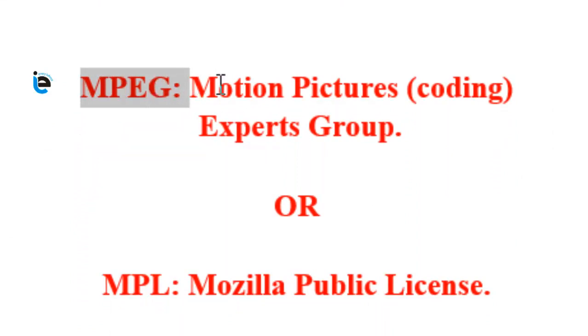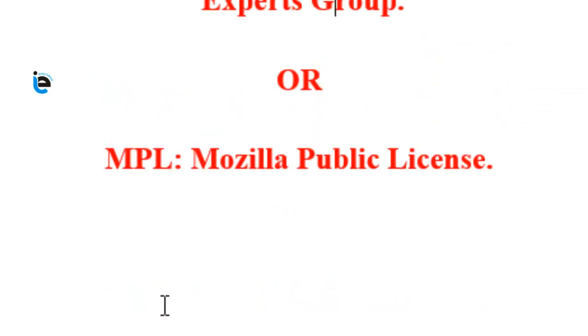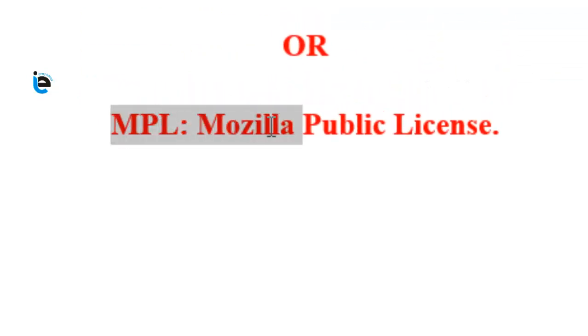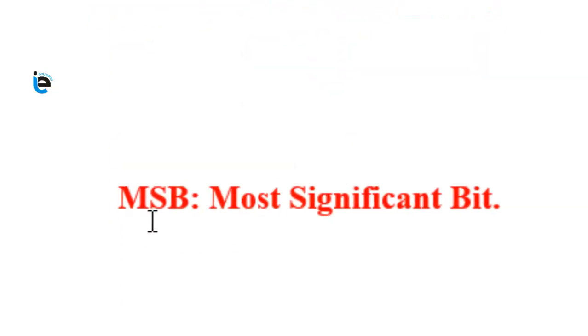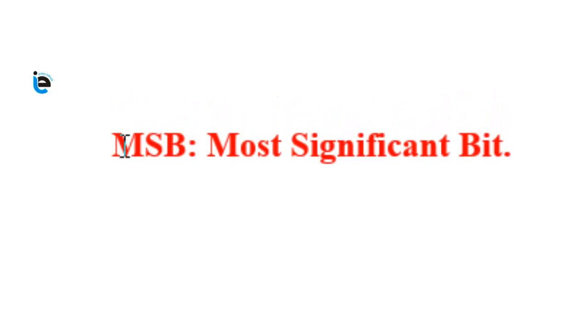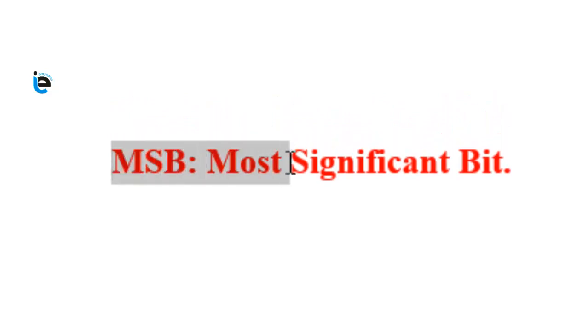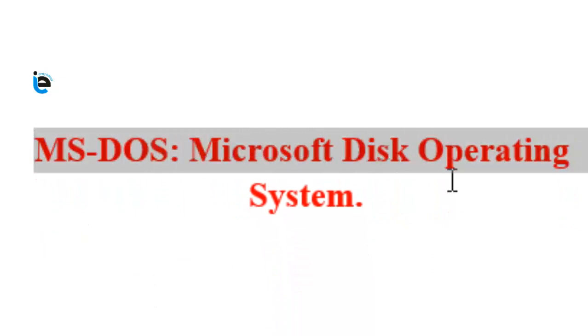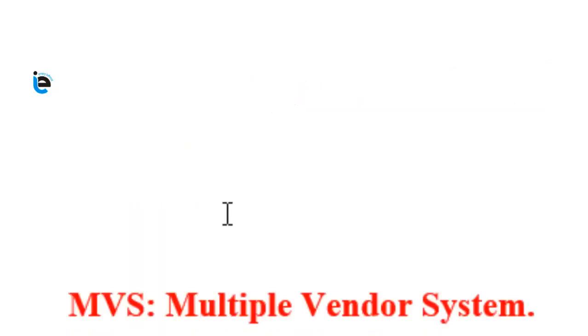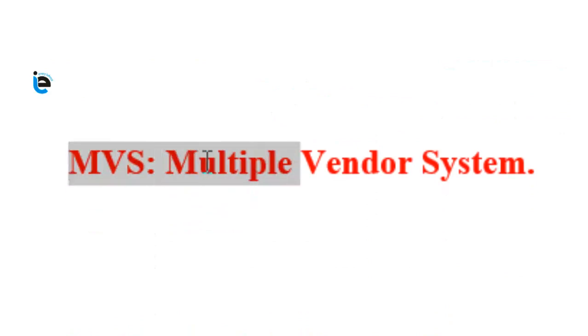MPEG stands for Motion Pictures Experts Group. And MPL stands for Mozilla Public License. Mozilla Firefox is a browser. MSB stands for Most Significant Bit. MS-DOS stands for Microsoft Disk Operating System. MVS stands for Multiple Vendor System.